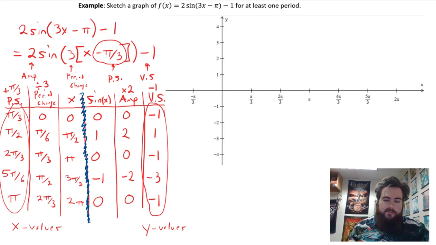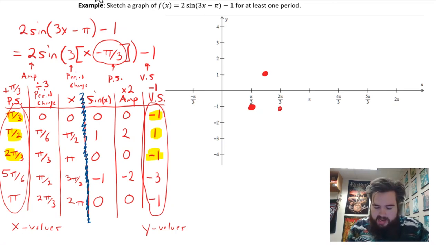So let us start with the first coordinate pair. Pi thirds and -1. First I'm going to graph my value at pi thirds and -1, which puts my first point about there. After that, I have pi halves and +1. Pi halves is right between pi thirds and 2 pi thirds, so that would put our next point here. We then have 2 pi thirds and -1 is our third point. So that puts us back here.